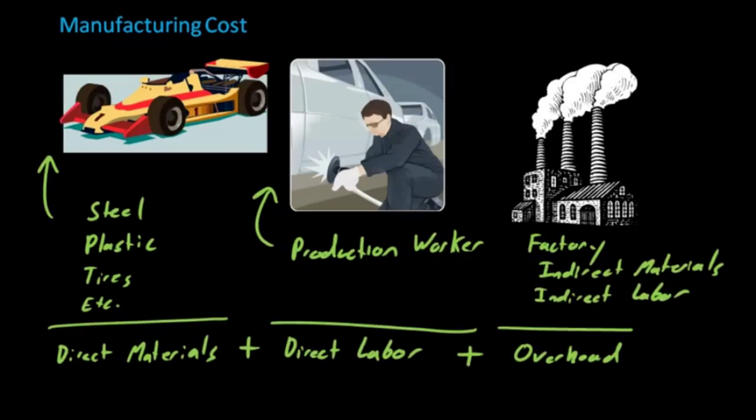And so the factory cost is going to be something called an overhead. Our direct materials plus our direct labor, plus some part of the overhead will be part of the cost of the car. Now, an overhead is really anything that's indirectly tied to the car that we have to allocate to the car. And so overhead could also include things like indirect materials or indirect labor.